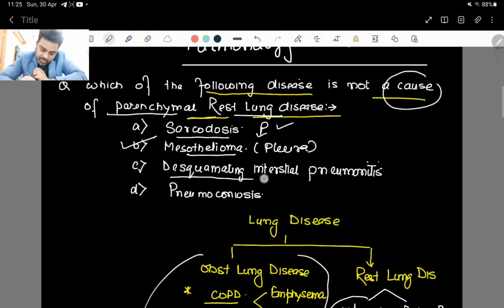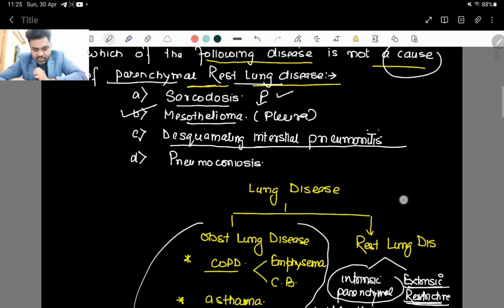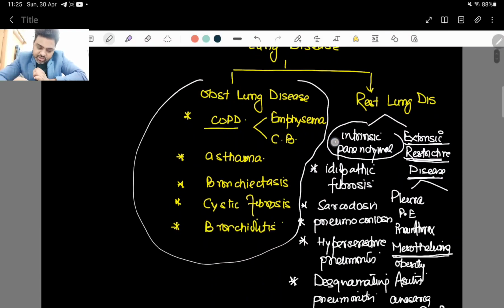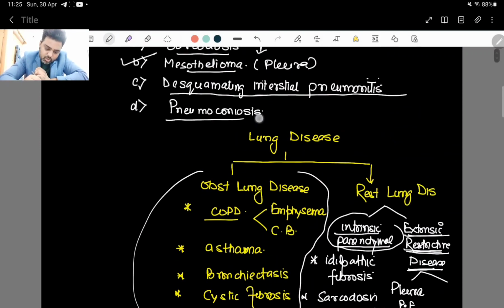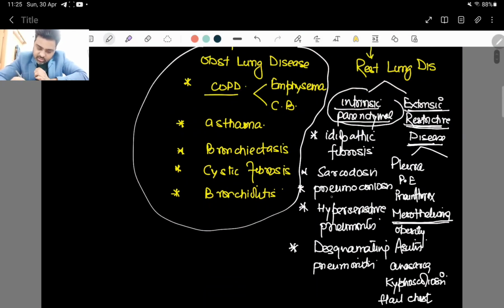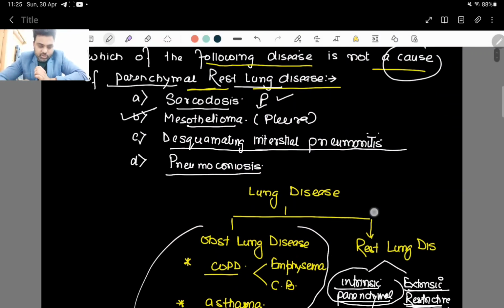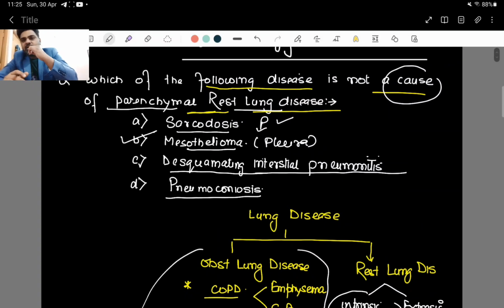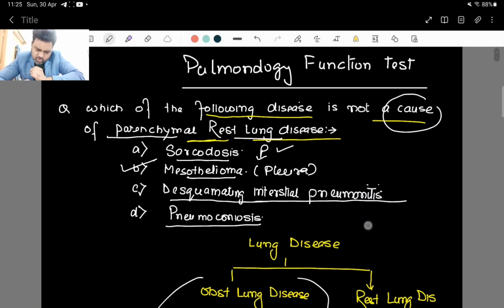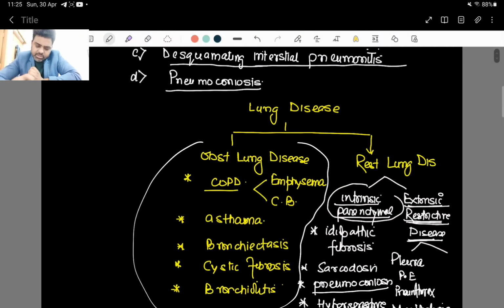Desquamative interstitial pneumonitis, we have seen it is a parenchymal or intrinsic cause of restrictive disease. Then pneumoconiosis is again an intrinsic parenchymal disease. So the answer to this question is mesothelioma. This is one of the important questions. It was asked in the French Olympiad. Okay, so I have discussed it. Now just remember this classification, and you can remember all the causes.